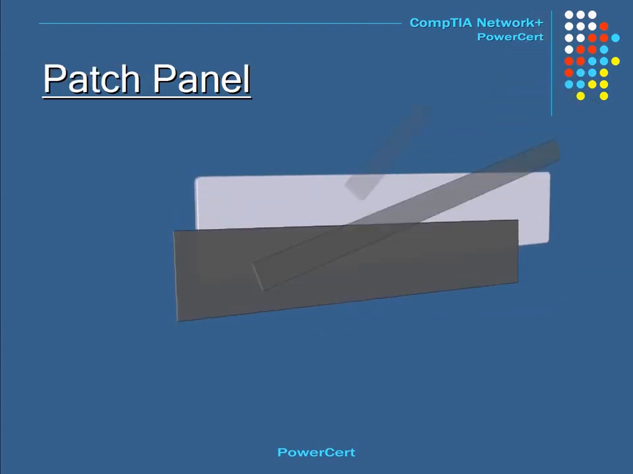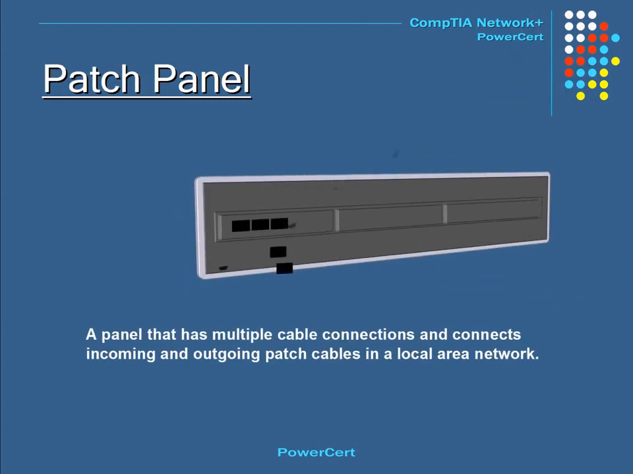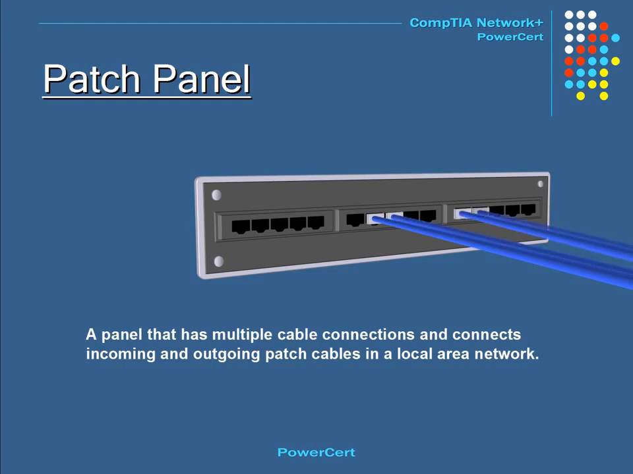A patch panel is a panel that has multiple cable connections and connects incoming and outgoing patch cables in a local area network. It allows network administrators the convenience of arranging or rearranging circuits if necessary. For example, here we have a patch panel that has several UTP patch cables attached.